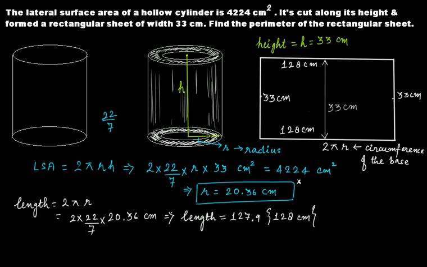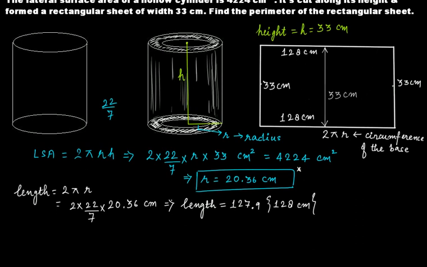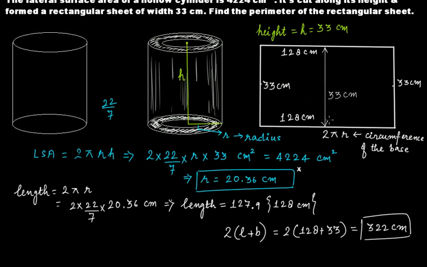What's the formula to calculate the perimeter of a rectangle? That is 2 multiplied by (L plus B). So 2 times (L plus B) means 2 times (128 plus 33). If you calculate this, you will get 322 centimeters. This will be the perimeter of this rectangular surface.